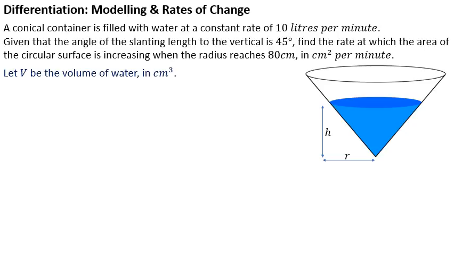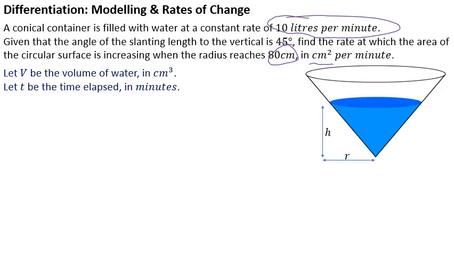So let's start with defining our terms as we've done before. V can be the volume of water, T can be the time elapsed. The volume's in cubic centimeters here because it talks about the radius in centimeters over here, and it talks about the rate of change of the area in centimeters squared. So although the volume rate is given in liters per minute, I'm going to want to convert it into cubic centimeters so that I can easily incorporate the 80 centimeters and the centimeters squared per minute.